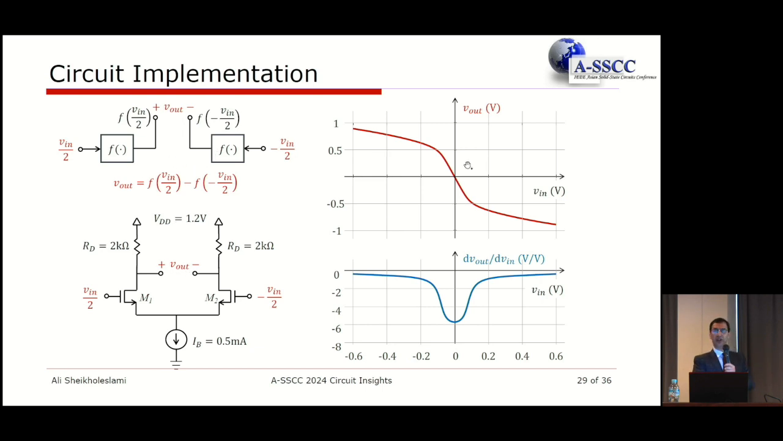But look at the outcome. The output versus input at least is symmetric. It's still nonlinear, but it's symmetric, right? It has odd symmetry. In fact, you can easily prove in math that this is odd symmetry. And when you take a derivative of a function that has odd symmetry, you get even symmetry. Look at the gain. The gain variation still exists, but at least it is symmetric. And that means you're now getting rid of all the even order harmonics.